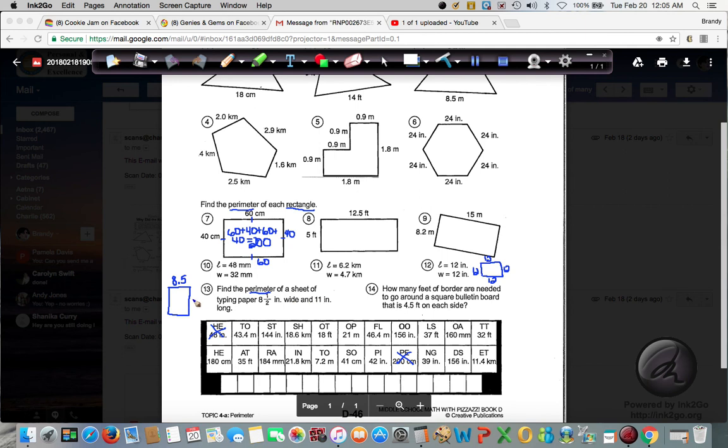And 11 inches long, so this is 11. Now, we want the perimeter, so I'm going to go ahead and label all my sides. And this is 11 on this side, right? Top and bottom are congruent, aka the same. Left to right are the same. And then you'd add them all up, which I think you can do on your own.